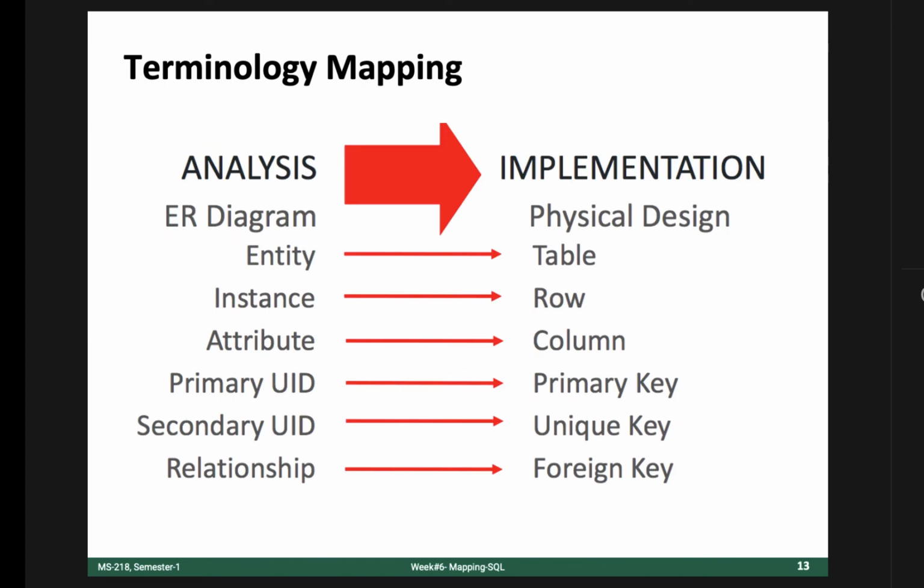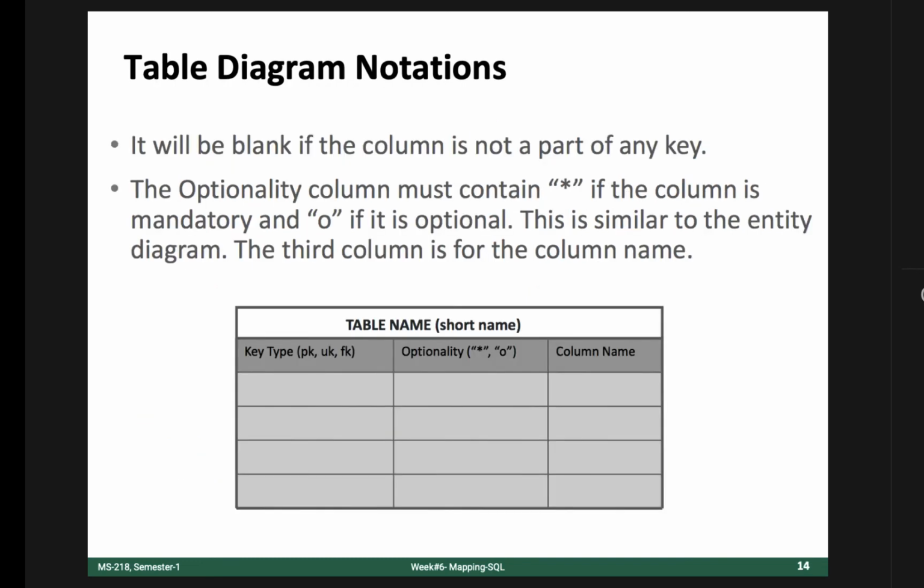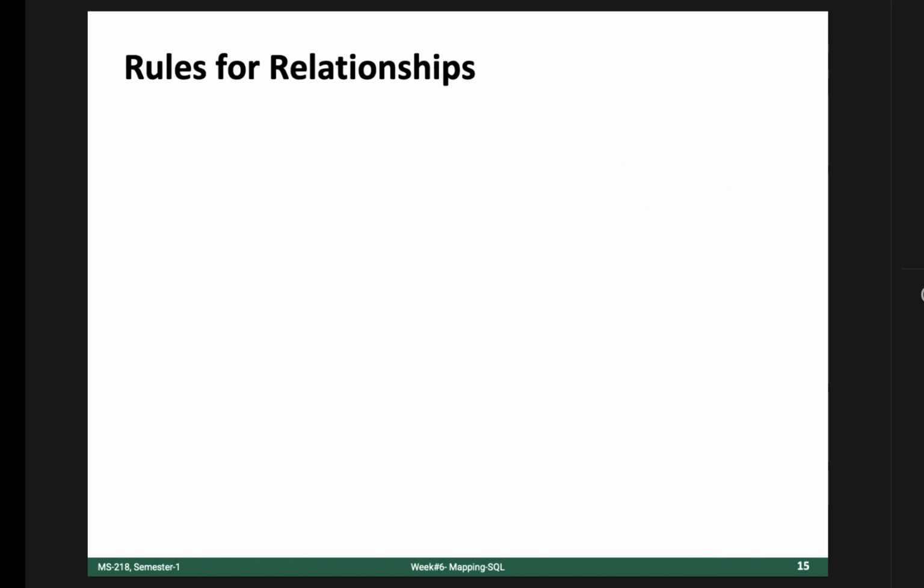So terminology mapping is simple. An entity is converted in physical design, and we call it a table. An instance is a row, an attribute is a column, a primary UID is a primary key, a secondary UID is a unique key, and a relationship is a foreign key. And then we discussed table diagram notations, so that we can convert entities, and we discussed table names as well. But you can follow any standard, that's fine. Because we are taking notes from the Oracle course, we have to follow at least one standard.